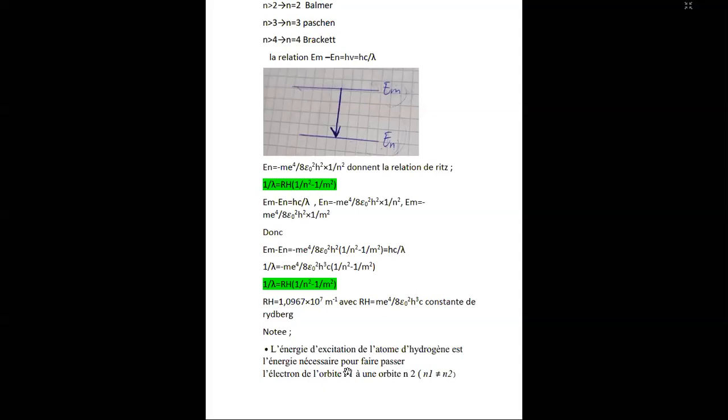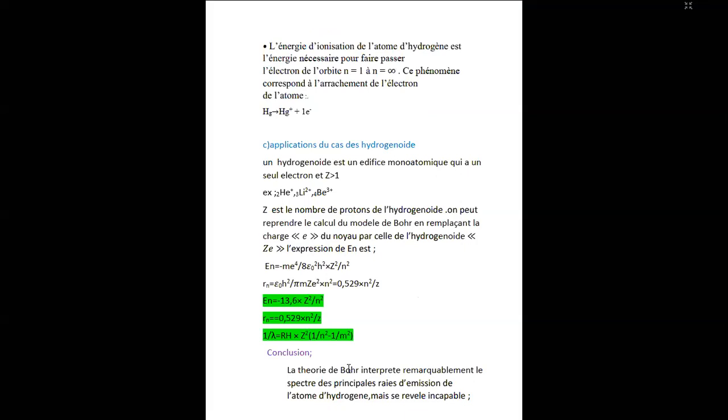Then there's also another definition, the energy of ionization.